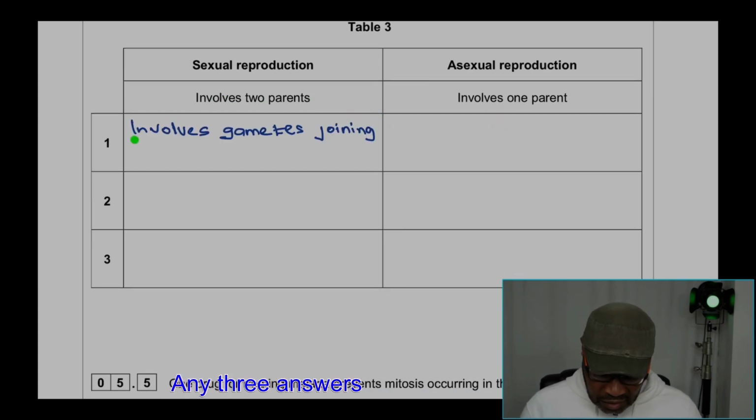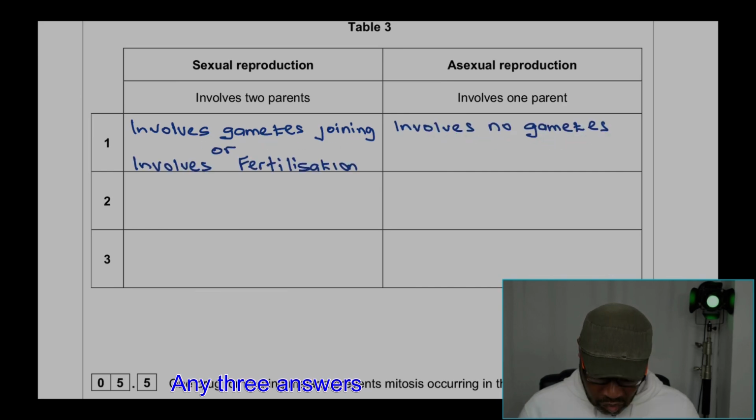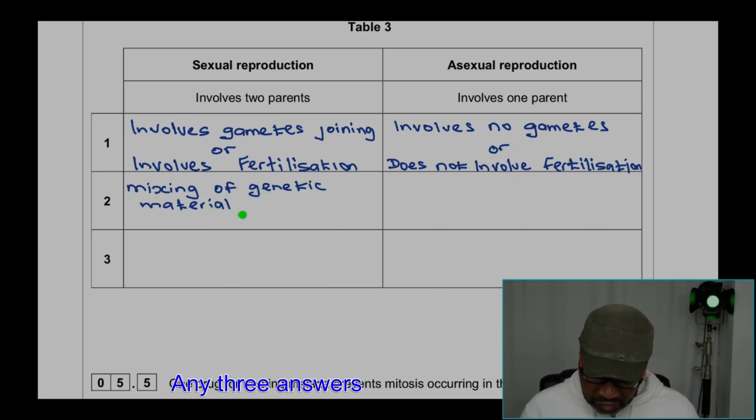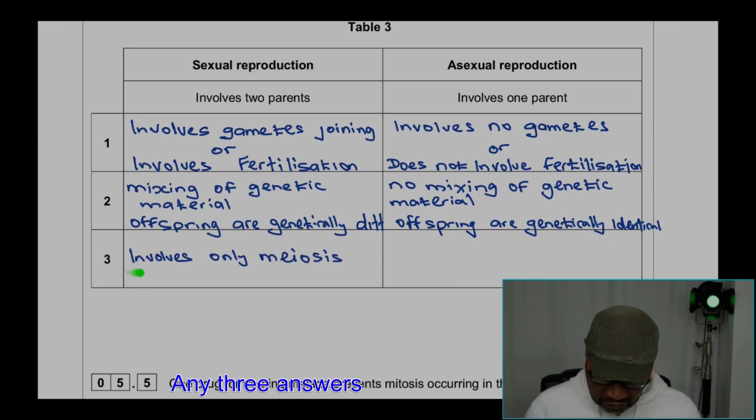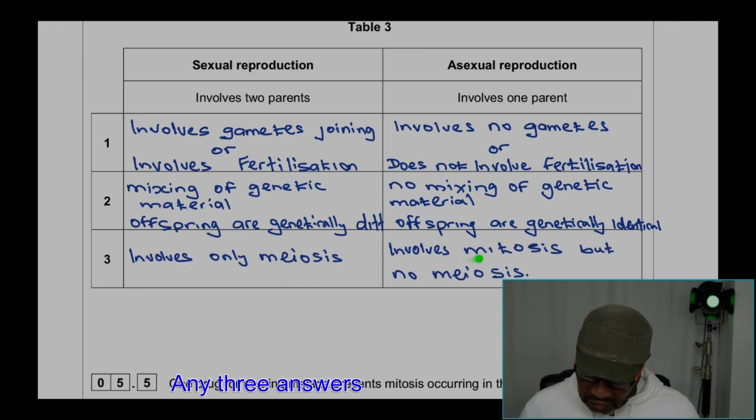So we can say sexual involves gametes joining, asexual involves no gamete, or involves fertilization, or does not involve fertilization, mixing of genetic material, no mixing of genetic material. Offspring are genetically different, offspring are genetically identical, involves only meiosis, involves mitosis but no meiosis.